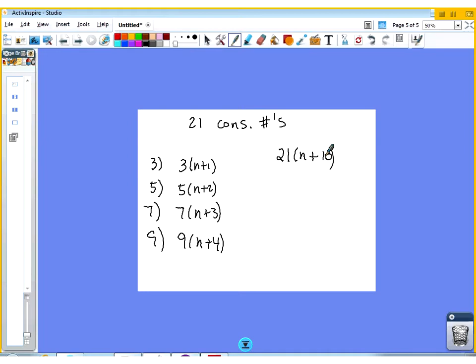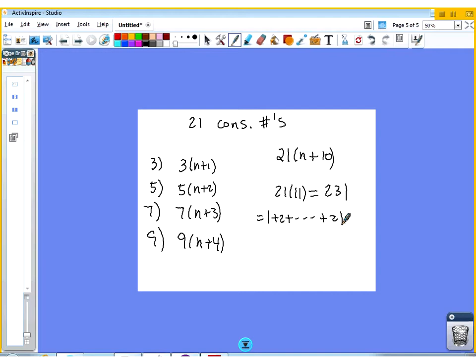But then it has to be 1, 2, 3, 4. So 21 times 11, what's that? 231. I think it's correct. So 231 is the smallest number that can be written as the sum of 21 consecutive numbers. And it would be 1 plus 2 all the way up to 21. Right? And you think, once again, about the middle number.